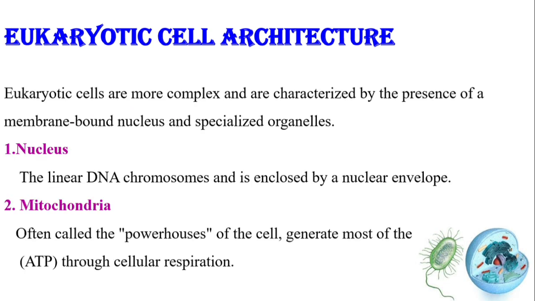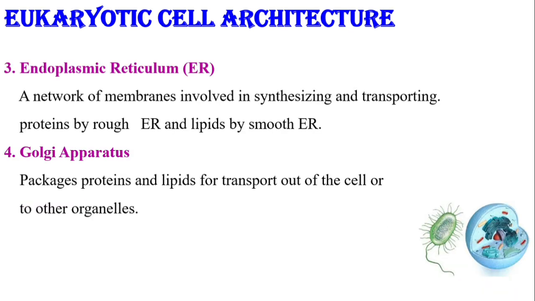Eukaryotic cell architecture. Eukaryotic cells are more complex and are characterized by the presence of a membrane-bound nucleus and specialized organelles. Nucleus: contains the linear DNA chromosomes and is enclosed by the nuclear envelope. Mitochondria, often called the powerhouse of the cell, generate most of the energy through cellular respiration. Endoplasmic reticulum: there are two types, the rough endoplasmic reticulum and the smooth endoplasmic reticulum.